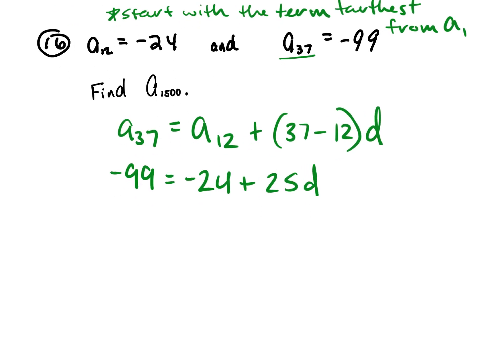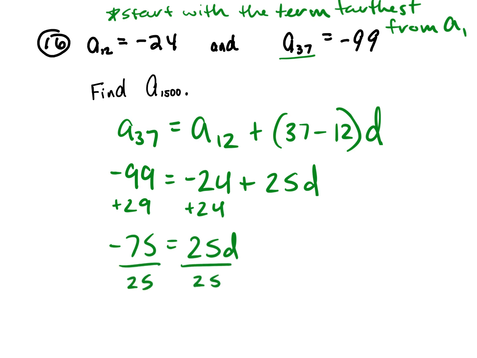Now I just solve for d. What would I do next? Add 24. Negative 99 plus 24 is negative 75. And then we divide by 25. So what does d equal? Negative 3. So we found our common difference.